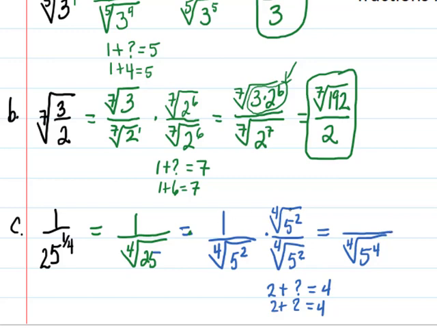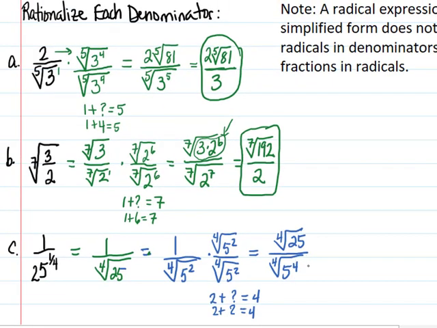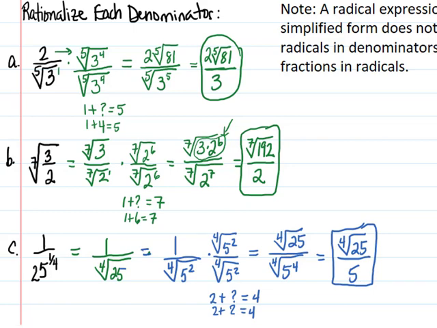In the numerator, we have 1 times the 4th root of 5 squared, which is just going to be the 4th root of 25. In the denominator, the power and the index cancel. So we have the 4th root of 25 over 5. And that is the simplified form of that expression.